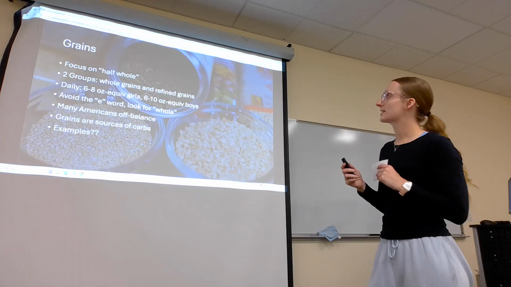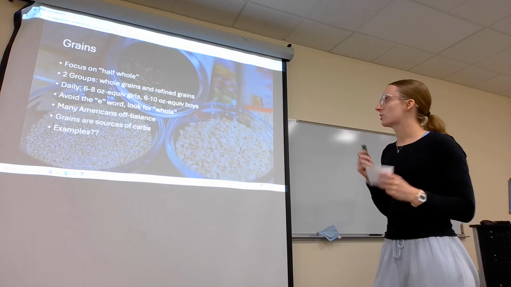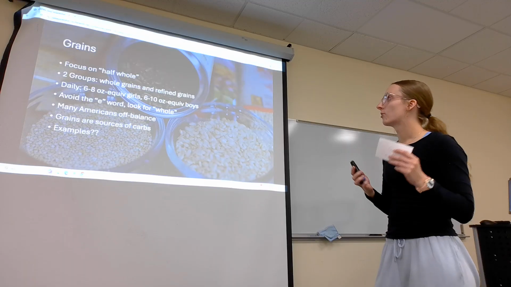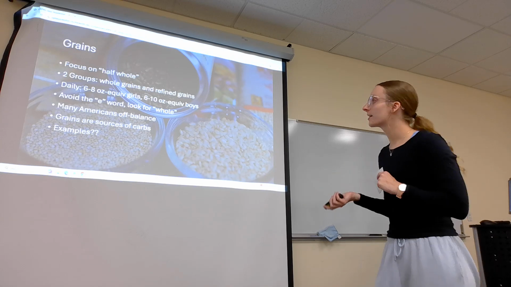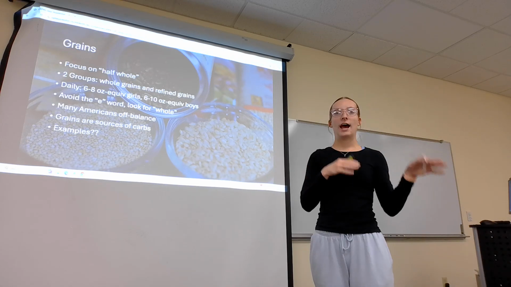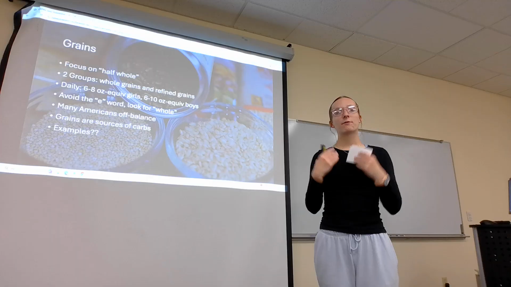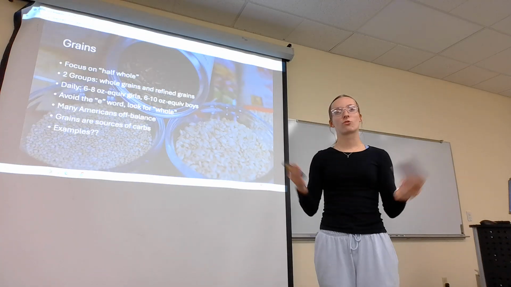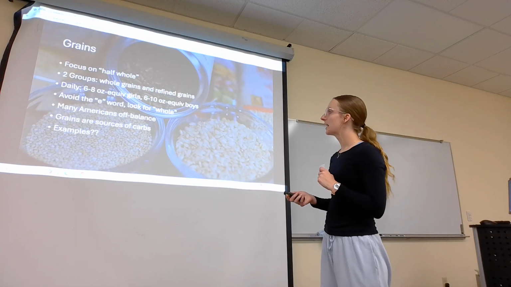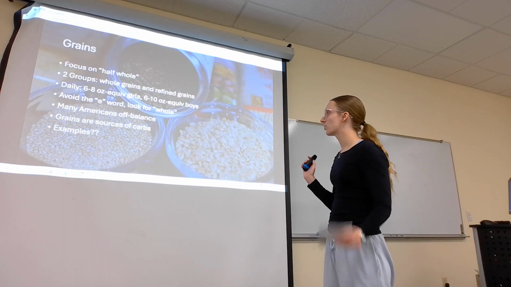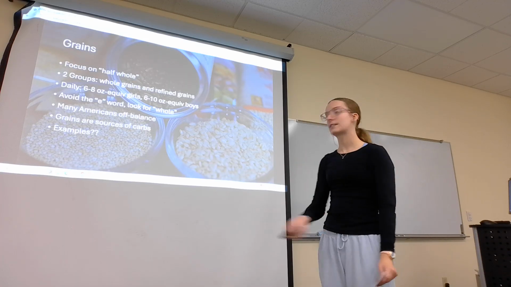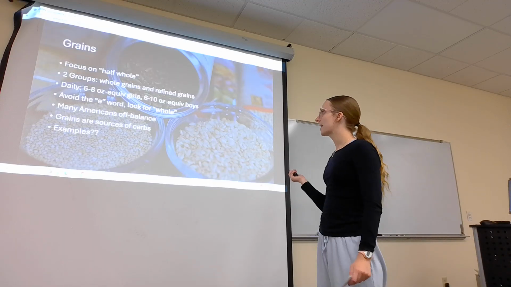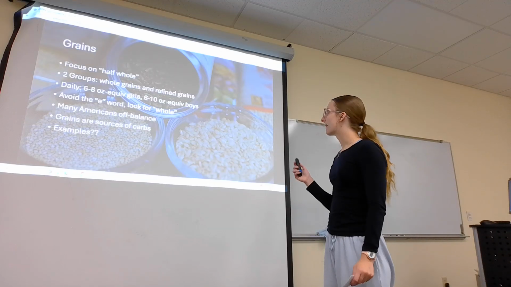So for the micro teaching lesson, I would have gotten to grains and we would have talked about it. I would have said something that is important when we're learning about grains and thinking about grains in our diet is we need to focus on half whole. So half of the grains that we consume need to be whole grains, not refined grains. As we learned, there are 2 groups of grains, whole grains and refined grains. The daily equivalent for your age group in 8th grade is 6 to 8 ounces equivalent for girls, and then 6 to 10 ounce equivalent for boys.